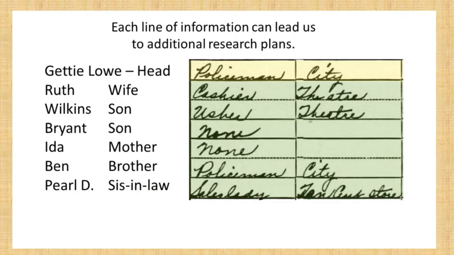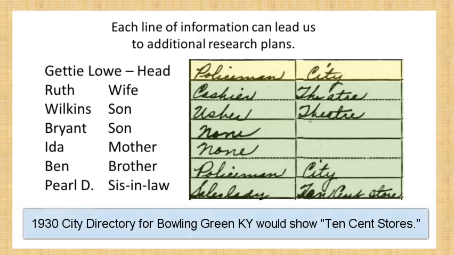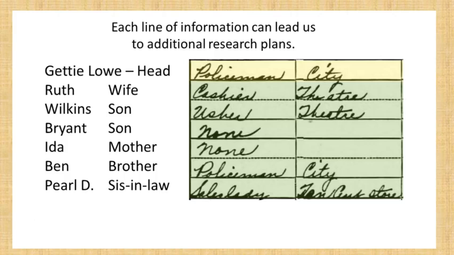Okay, even though we've just started the profile, look at the information that we've collected in regard to these families. There's Geddy. He's a policeman for the city. His wife, Ruth, is a cashier at a theater. And Wilkins, his oldest son, is an usher at a theater. Now, that's probably the same theater, but from the point of looking at what I could do for additional research plans, I could easily go to the city directory and probably determine where the theater was that they both worked and focus upon that information.